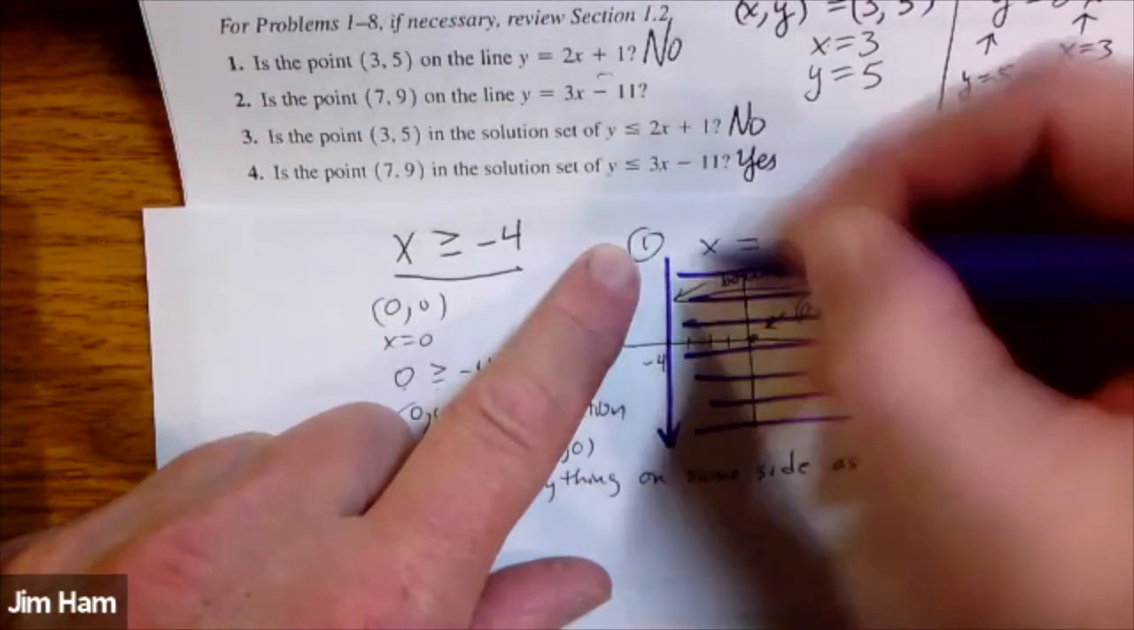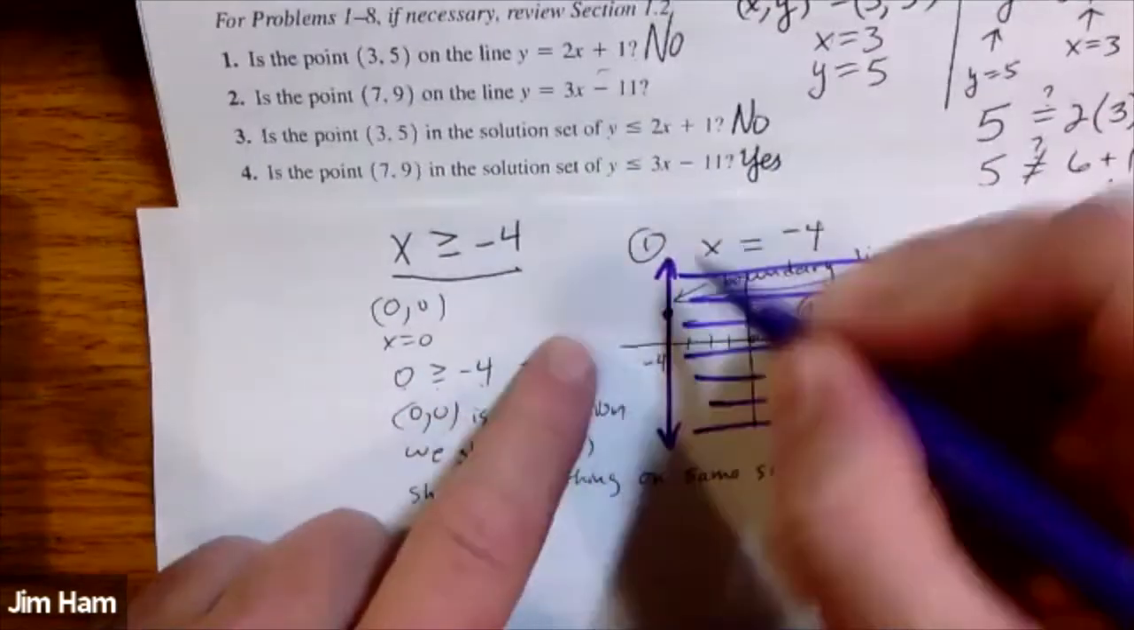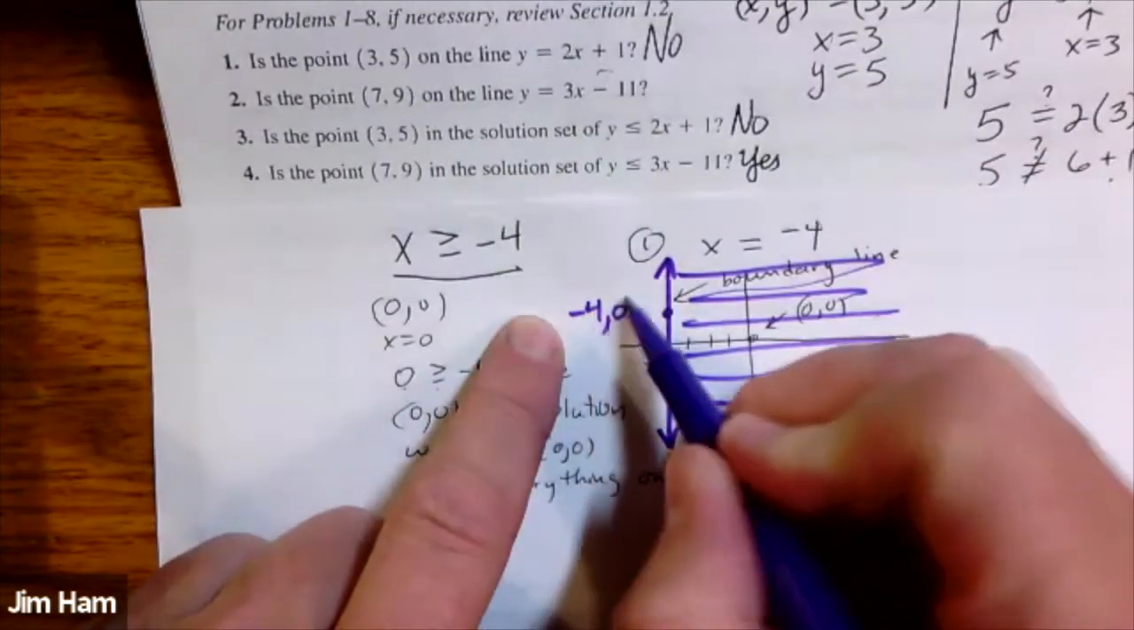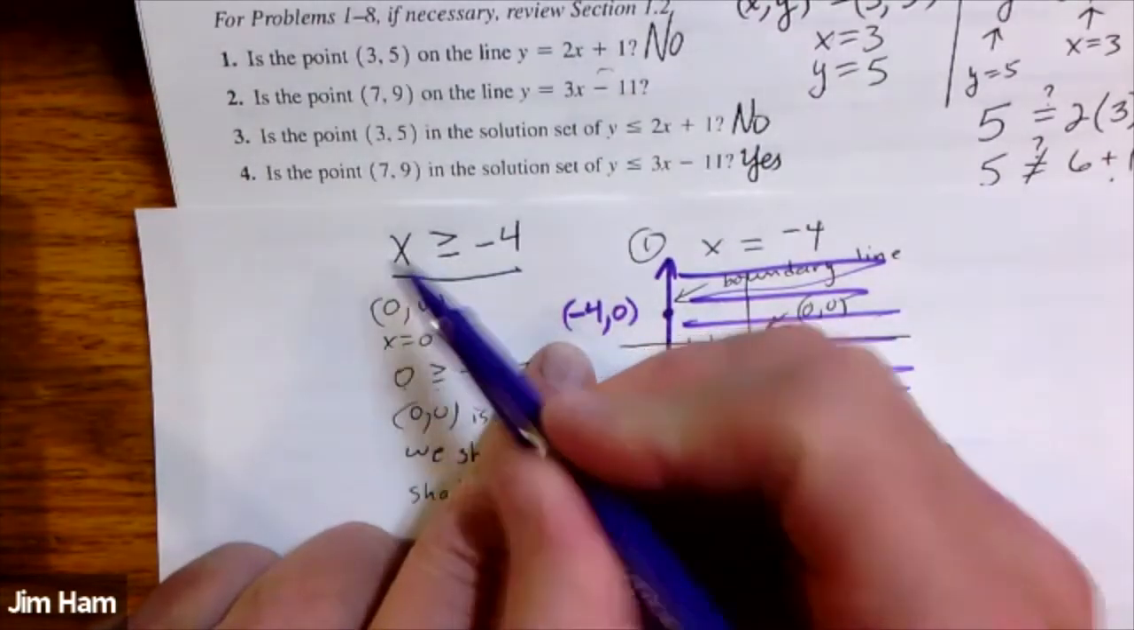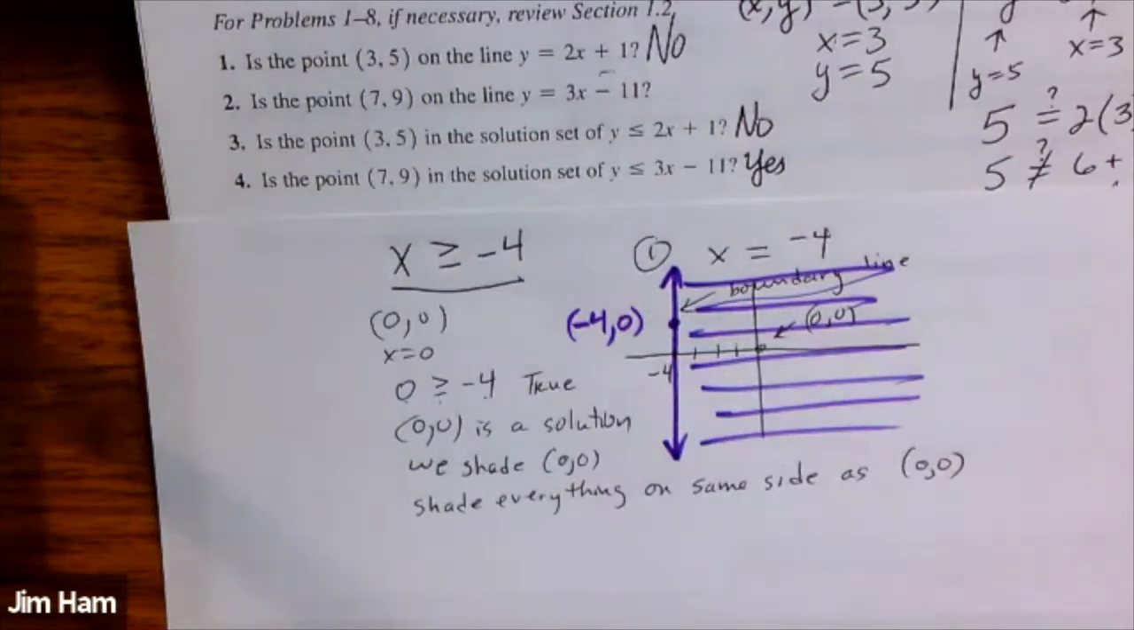Even every point on this line, if you think about it, begins with -4 something, and there's not a y coordinate up here. So if we put -4 in for x, -4 greater than or equal to -4 is a true statement. That's greater than or equal to, and because it's equal to, we include it.